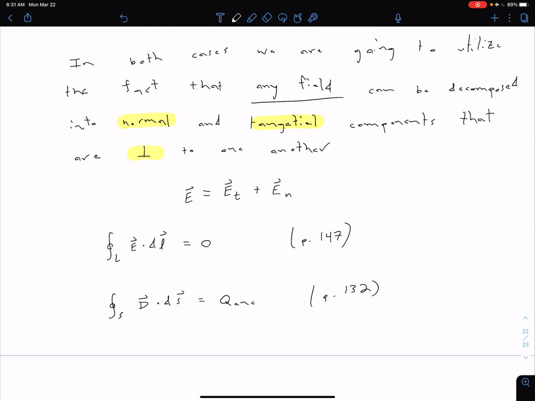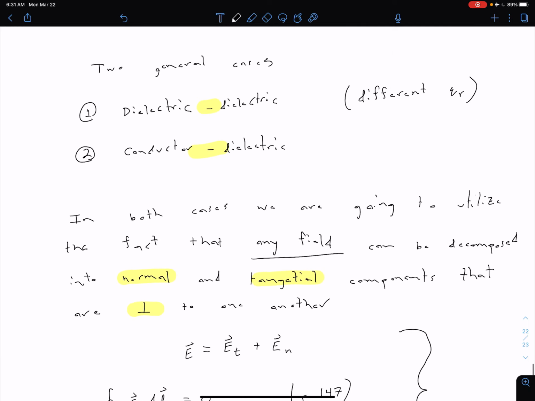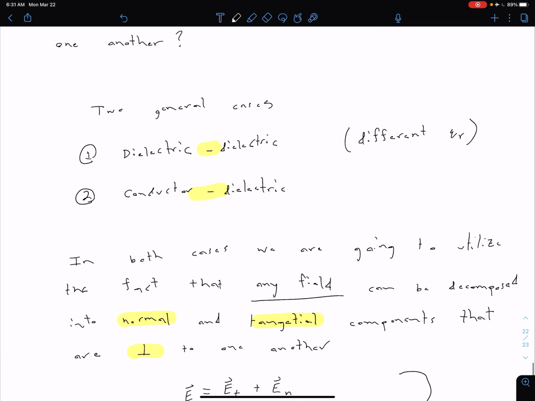Essentially, we're going to use these three items: this idea of decomposing the field, the conservative nature of the electric field, as well as the integral form of Gauss's law, to simplify how we can approach these two general cases of our boundary conditions.